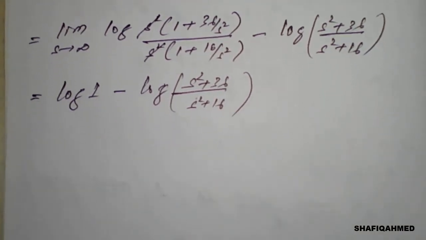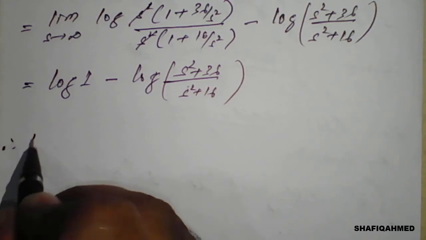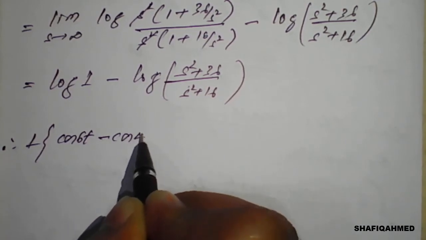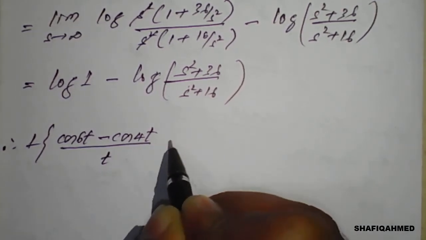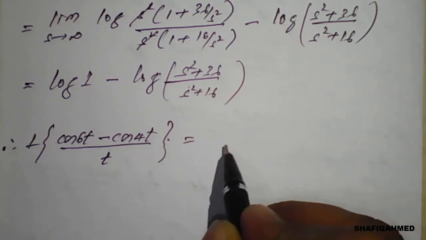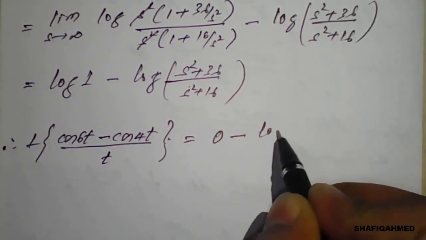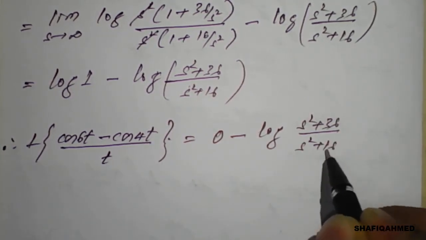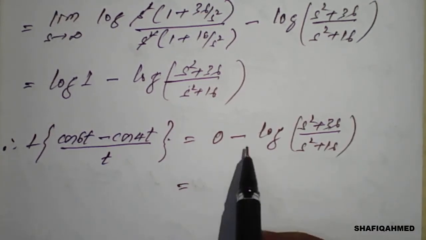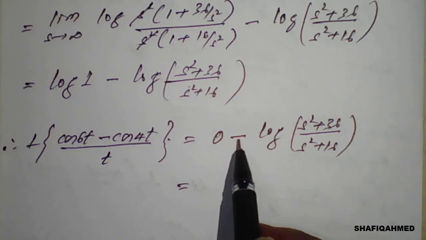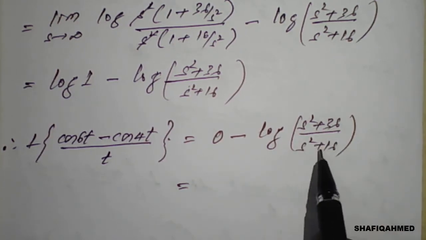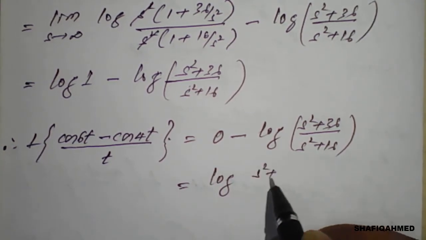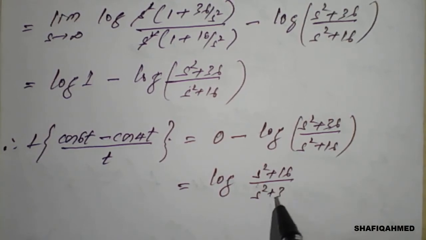But we know that log 1 is 0, so therefore the Laplace transform of (cos 6t minus cos 4t) divided by t is equal to 0 minus log of (s square plus 36) divided by (s square plus 16). Because of the 0 minus, you will get a minus sign, so you can interchange the numerator and denominator to make it positive. It will become log of (s square plus 16) divided by (s square plus 36).